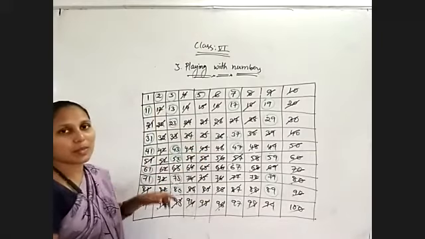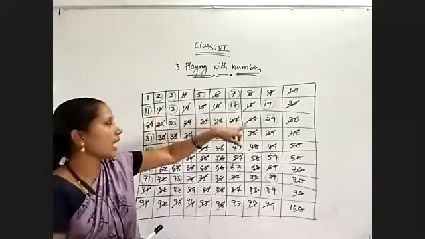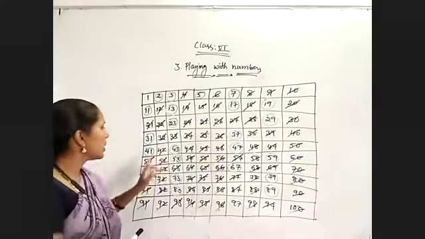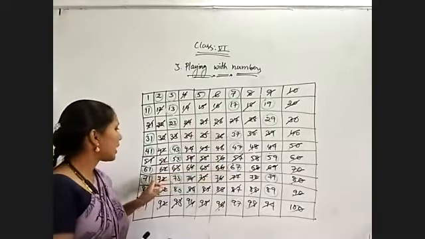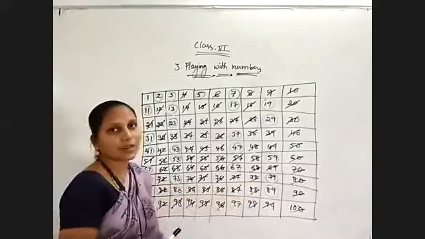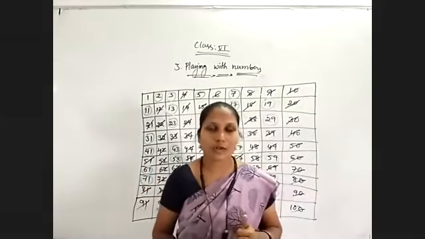How many prime numbers are there? 1, 2, 3, 4, 5, 6, 7, 8, 9, 10, 11, 12, 13, 14, 15, 16, 17, 18, 19, 20, 21, 22, 23, 24, 25. So total number of prime numbers between 1 to 100 are 25.